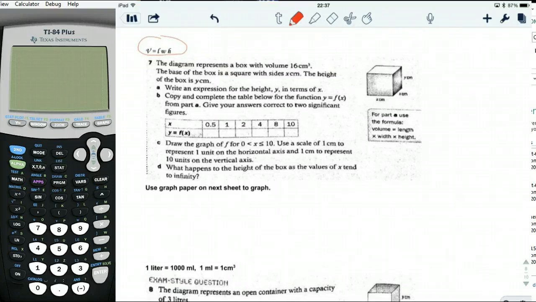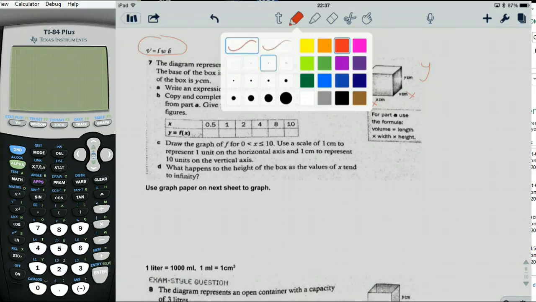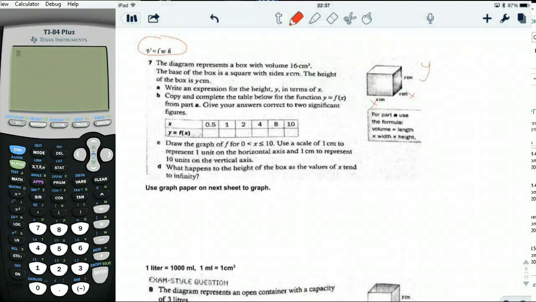The base of the box is square with sides x. The height of the box is y. Okay, it's kind of hard to see here, but the height is y and the sides are x. Write an expression for the height y in terms of x.